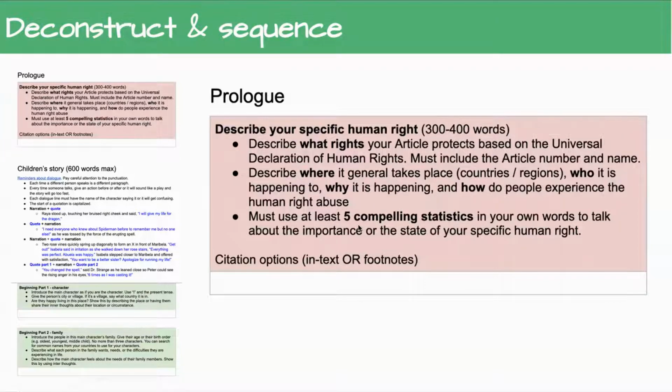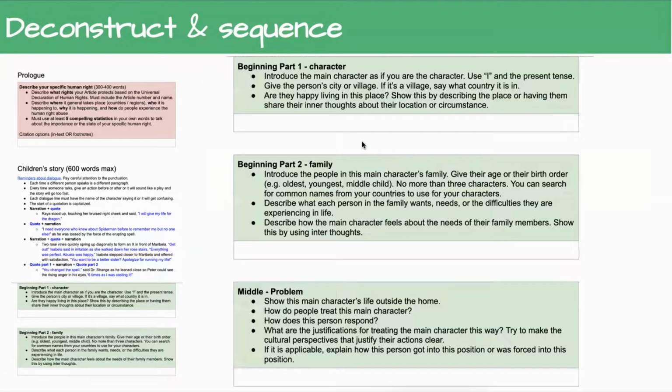So let's look at the prologue here. In the prologue, students have to identify what their human right is. They have to talk about where, who, how, why it's happening, and provide 5 compelling statistics. Did you notice I already deconstructed this first prologue for them, and then I sequenced the order in which students have to write? Isn't that cool? So you can even do this at a smaller document level.